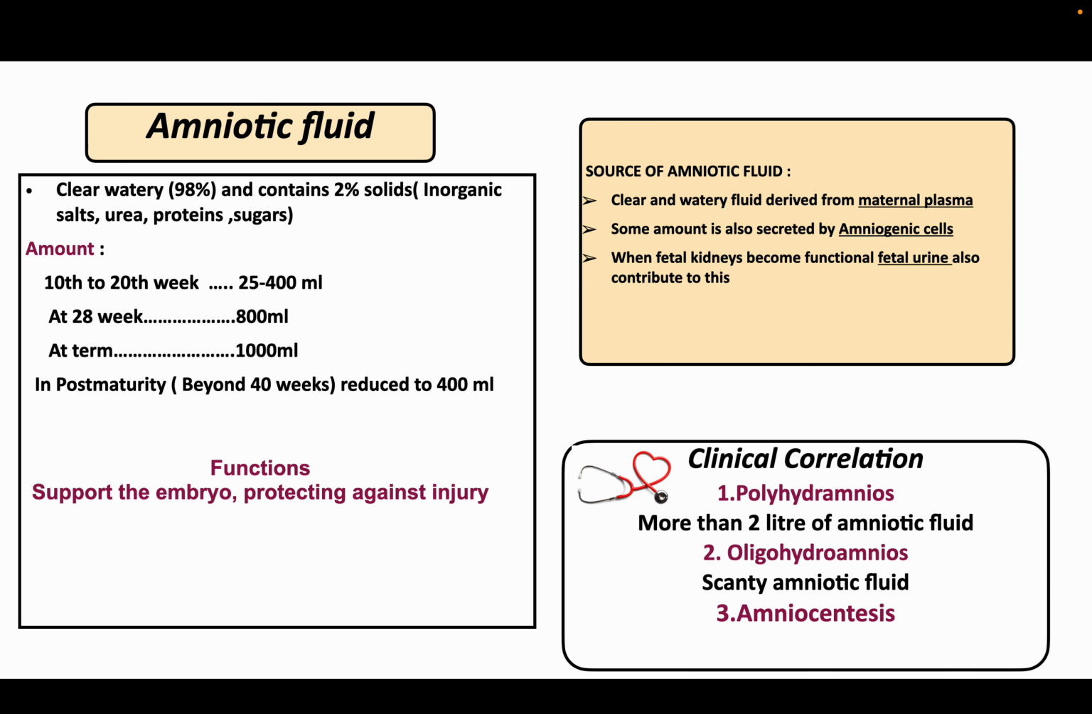Now if we see the clinical correlation of this amniotic fluid, polyhydramnios is more than 2 liters of amniotic fluid. When it is present, we call it polyhydramnios. Then oligohydramnios is a scanty amount of amniotic fluid. Then the third clinical correlation related with this is amniocentesis.